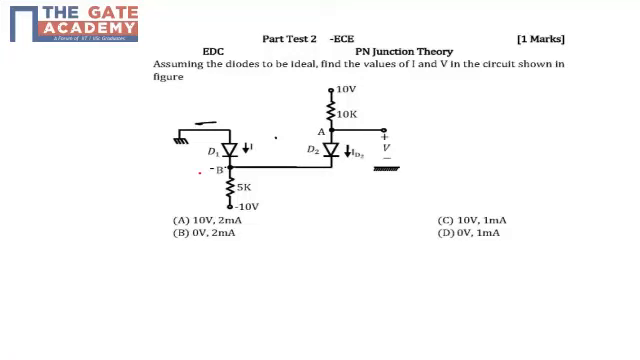Hello friends, this question is from the subject of EDC, the topic of PN junction theory. In the question, one circuit is given which has a combination of two diodes, and the question says that, assuming the diodes to be ideal, find the values of current I and voltage V in the circuit shown in the figure. So current I across diode D1 and the voltage V across diode D2 we need to calculate.